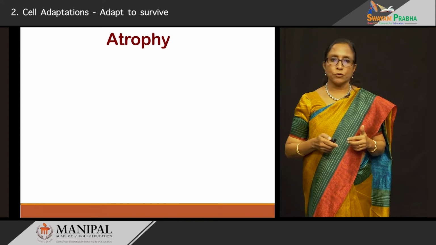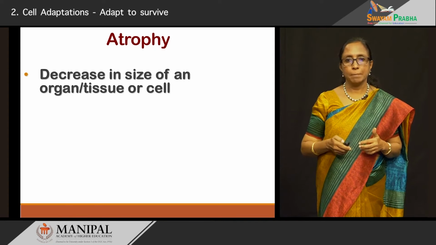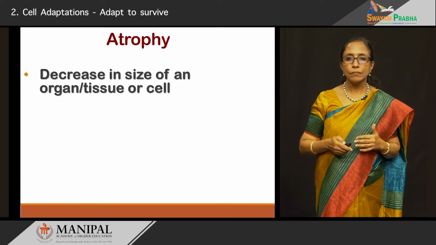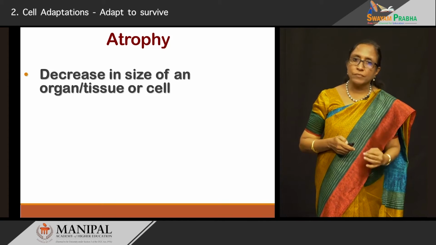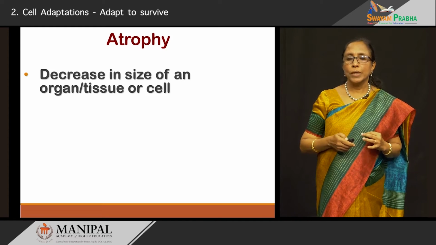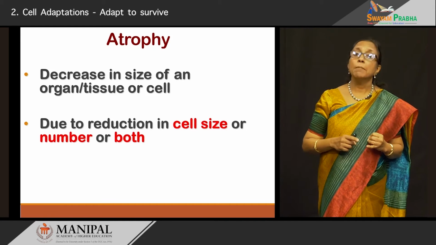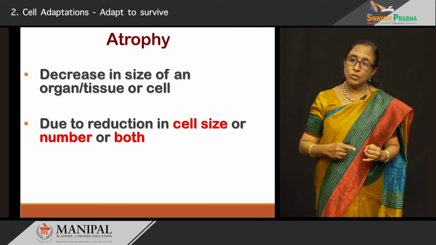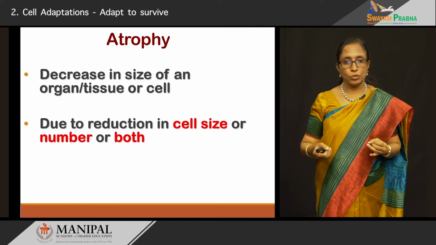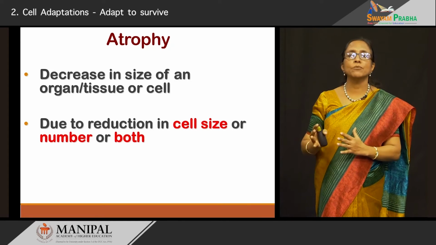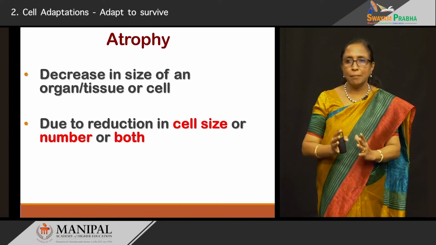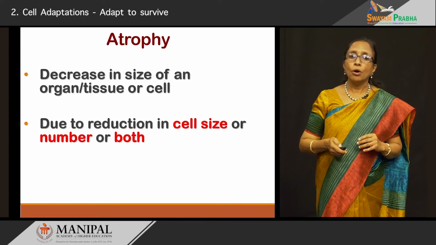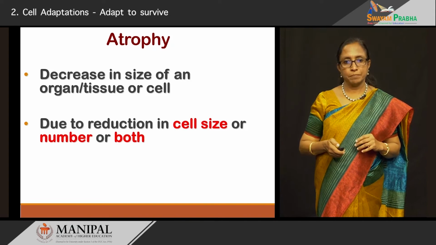Now, coming on to atrophy. What does atrophy mean? Atrophy is decrease in the size of an organ or tissue. And when we talk of decrease in the size of an organ or tissue, we don't mean decrease in the size only, but it can also mean decrease in the number of cells, and it can even be both. So, we don't have definite separate terms for decrease in the size, decrease in the number, or both. If it is decrease in the size or the number or both, we use the term atrophy.